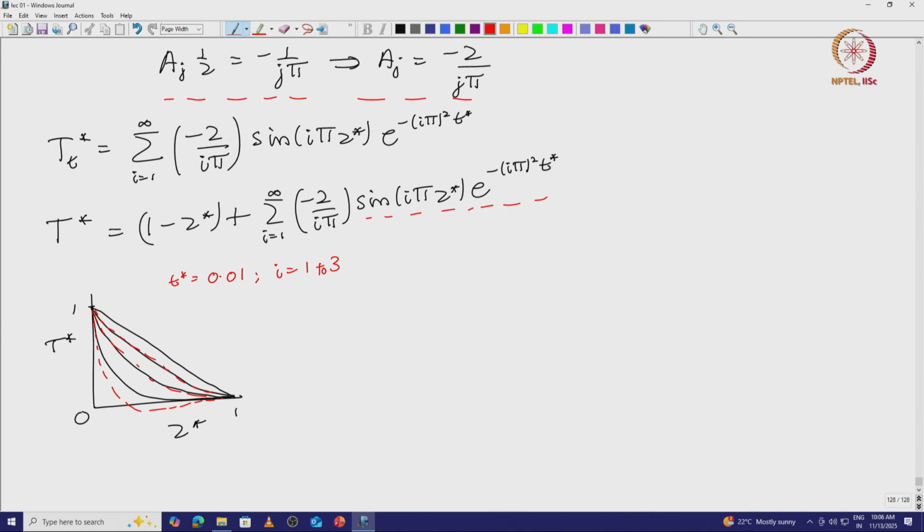This was in a Cartesian coordinate system. In the next class, I will extend this to a cylindrical coordinate system.